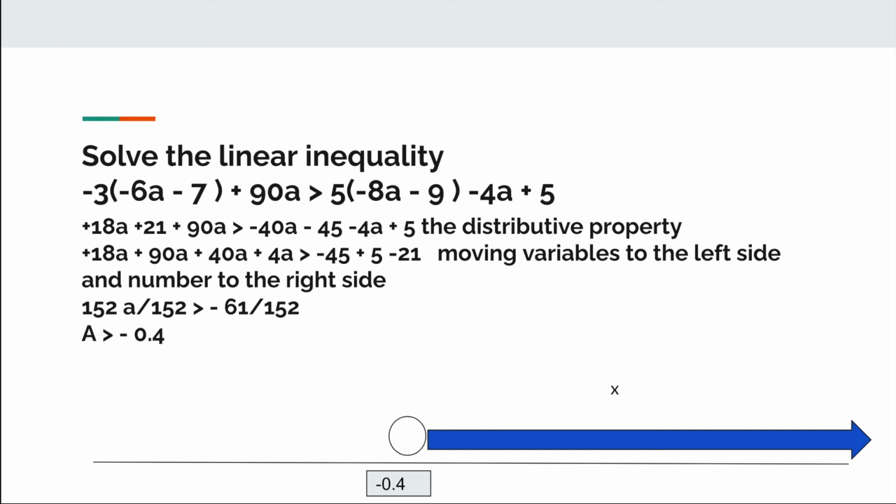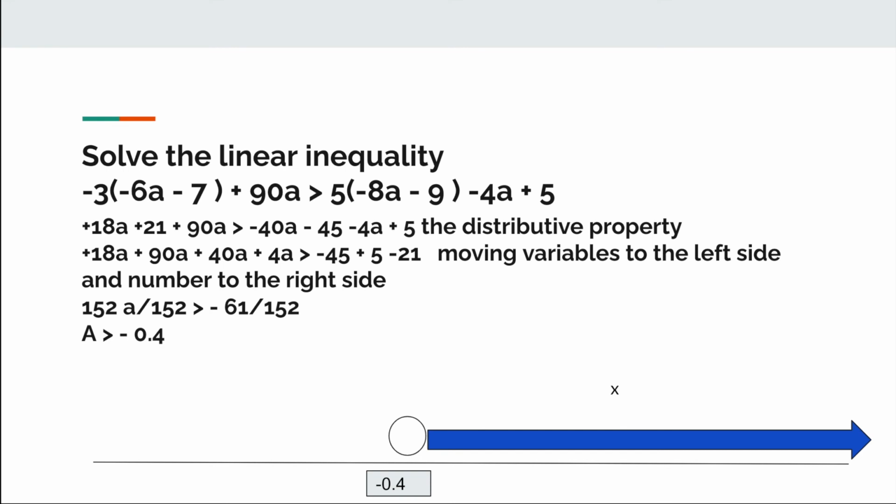Now I will choose all the numbers that are greater than negative 0.4. I have 0, 0.3, 0.2, 1, 2, 3, 4. I have till positive infinity. So I drew an empty circle. Why is it empty? Because a is greater than, without or equal, it's empty.